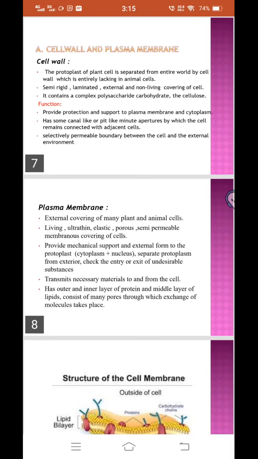Now, this plasma membrane provides mechanical support and external form to the protoplasm, that is the nucleus and the cytoplasm, and it separates the protoplasm from the exterior world, and it also checks the entry and exit of undesirable substances.